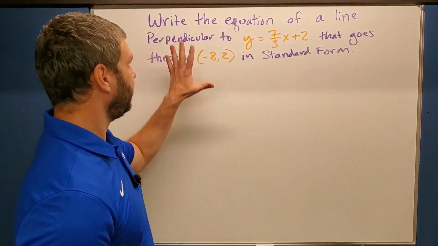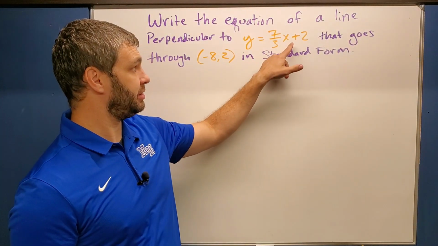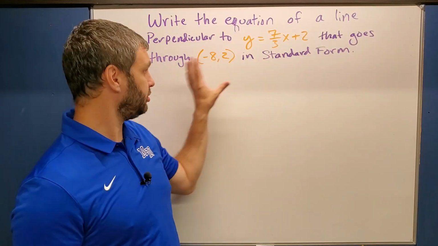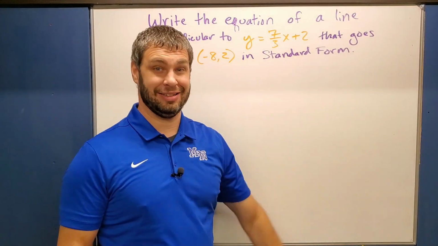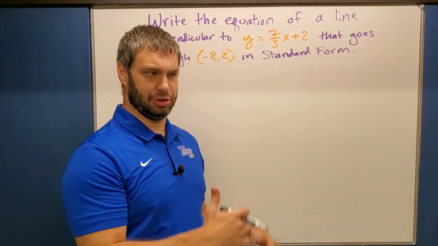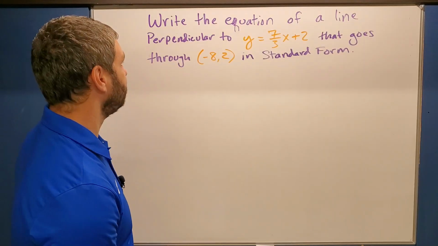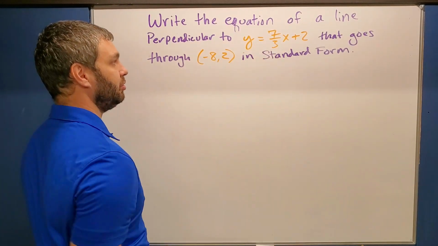All right, this problem is asking us to write the equation of a line that's perpendicular to a different line, in this case y equals 7/3 x plus 2, that also goes through another point, (-8, 2), and we have to write that all in standard form. If yours doesn't have the standard form part, you can ignore that and just do everything up until then, but let's try this. First off, I need an equation of a line that's perpendicular to this one.